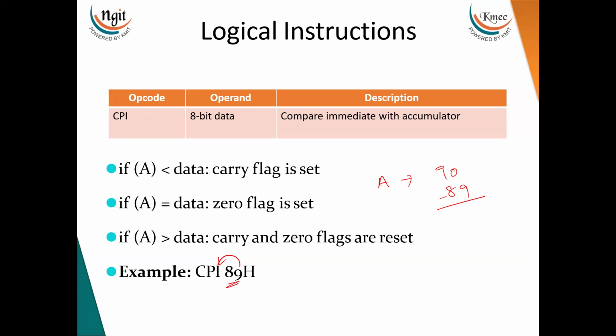If carry is generated, it means the A value is lesser than B. If the zero flag is set, the result is all zero, which means both the values are equal. Now, because the data is specified, we have to write I for immediate.